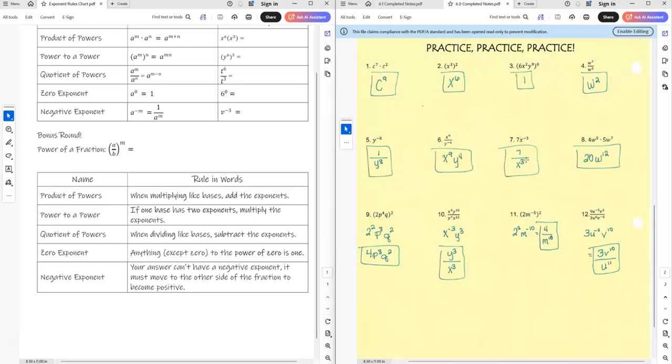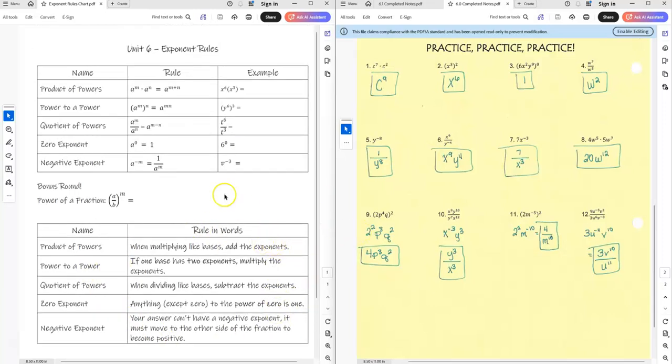Okay, so these are your exponent rules. I like to look at it in words, but sometimes the math rules can also be really helpful. So whatever works for you, go with it. Practice is your best friend here. Do your quiz review a couple times if you're studying for the quiz. Just practice.